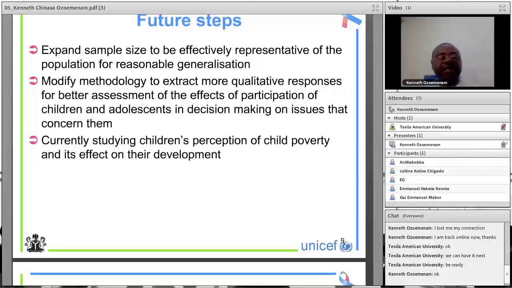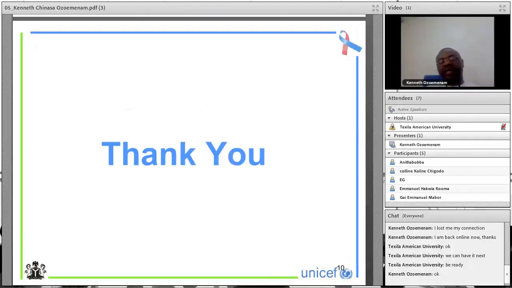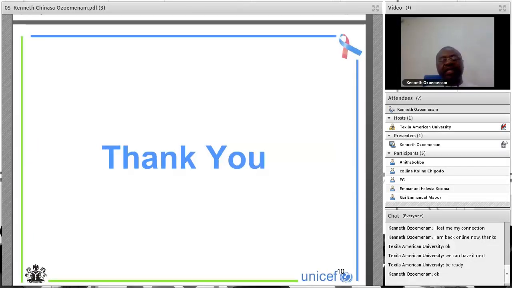And then, currently studying children's perception of child poverty and its effect on their development. Yes, while I posted this paper, I was actually studying children's perception of child poverty and how it affects development. I have concluded that study now and am finalizing the report.